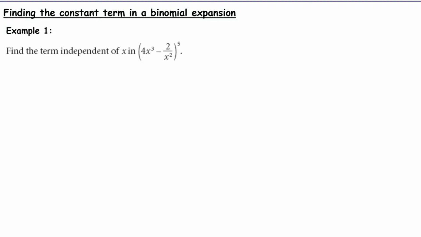Before I start working through this example, I need to define a few keywords that will help us understand what you're looking for in this question. So the words constant term and the words term independent of x mean the same thing. These words basically mean the term in x to power 0.